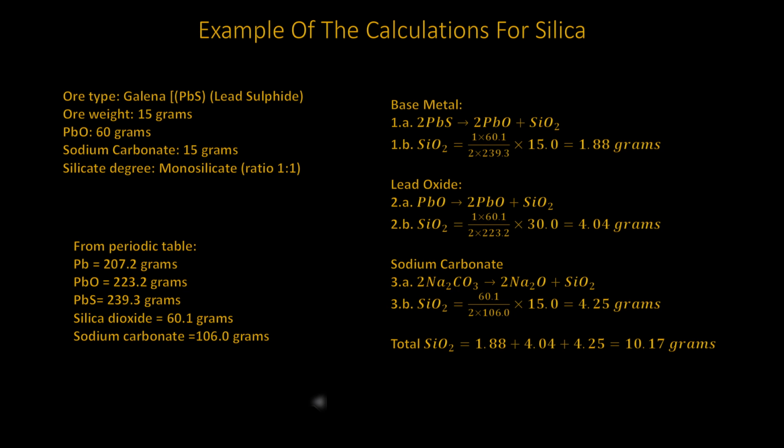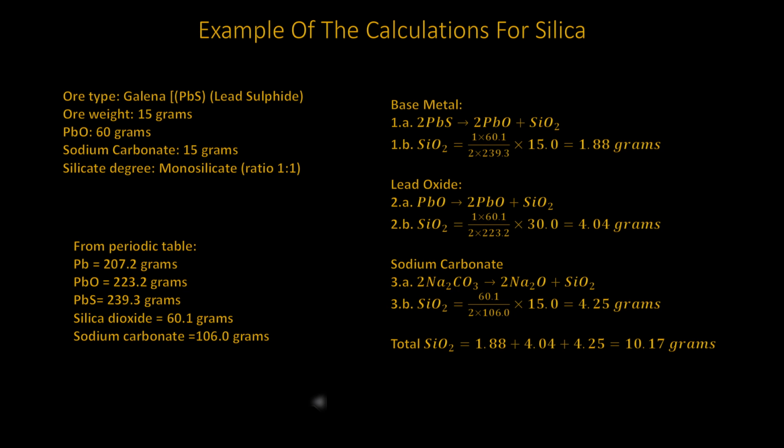The sodium carbonate added to the charge is always equal to the ore weight. Being a sulfide complex, the ore class is class 2. Assuming no other contaminants, the silicate degree is monosilicate. From the periodic table, the lead is 207.2 grams, the lead oxide is 223.2 grams, the lead sulfide is 239.3 grams, the silica 60.1, and the soda ash at 106.